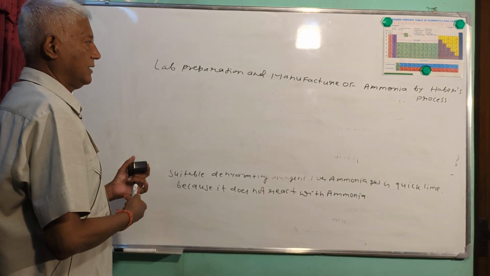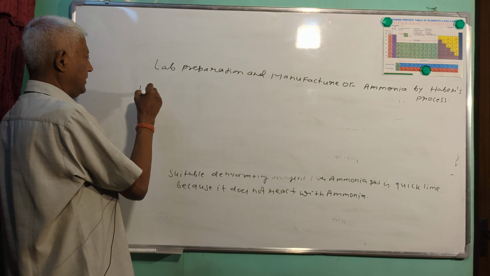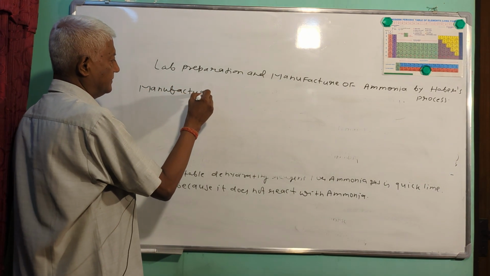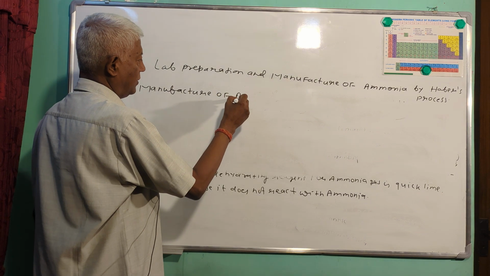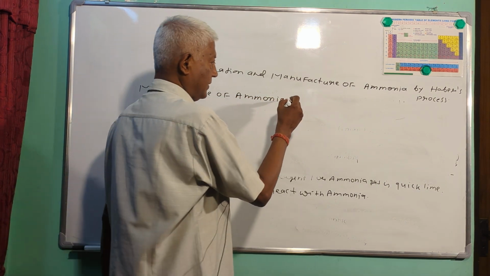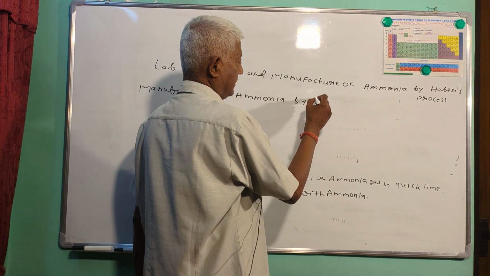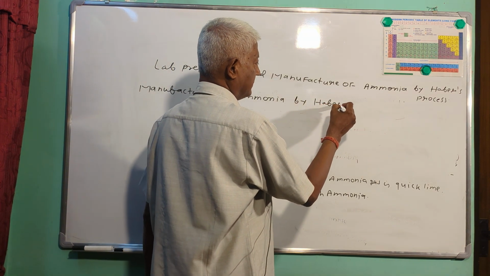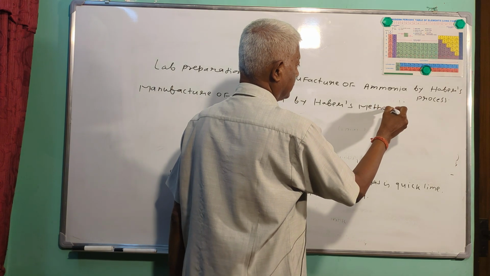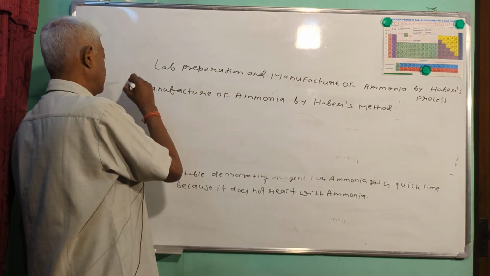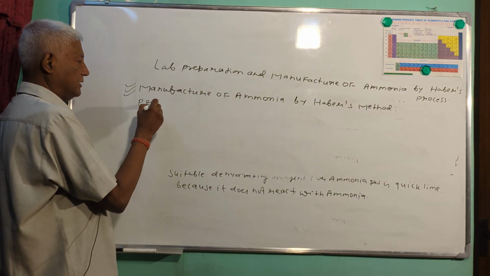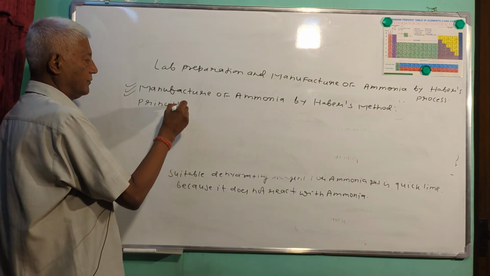Next one is manufacture. That is very, very important. Manufacture of ammonia on large scale by Haber, the name of the chemist, Haber's method. So that is very, very important. Always asked in examination. So at first we have to know what is the principle of this one.